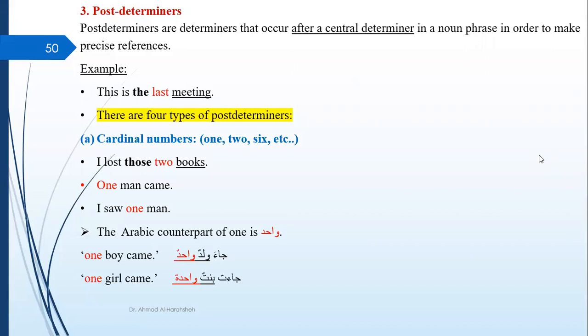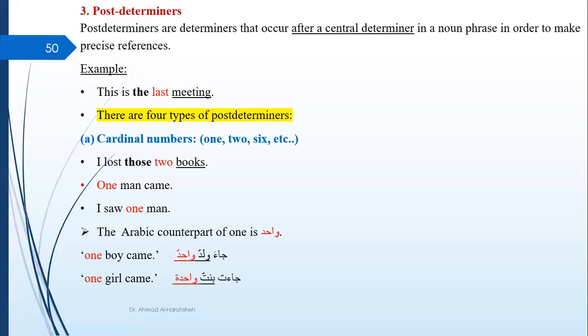One man came. I saw one man. I saw 2 men. 3 men, 5, 10, and so on. So here we use cardinal numbers in order to make precise references. When I say man, how many men? 1, 2, 3, 4, 5. I saw one man, and so on.